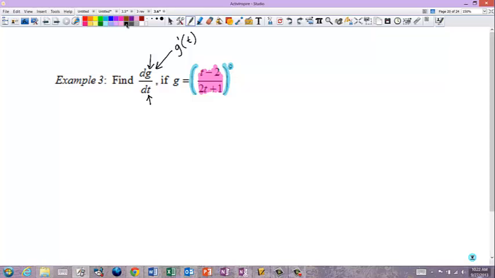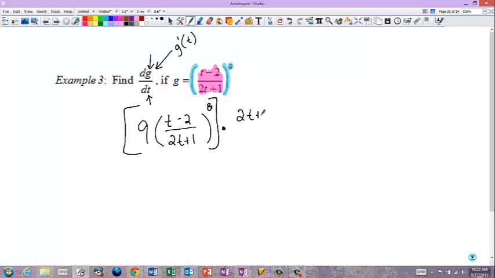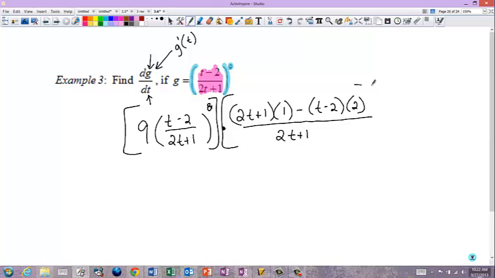So, chain rule. Derivative of the outside would be 9 to the 8th. Okay? Leave the inside alone. Times the derivative of the inside. I'm just going to put this in a big bracket. The derivative of the inside is low d high minus high d low over the square of what's below. And I'm going to leave that just like that. I am not going any further.